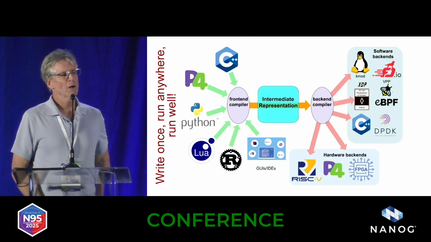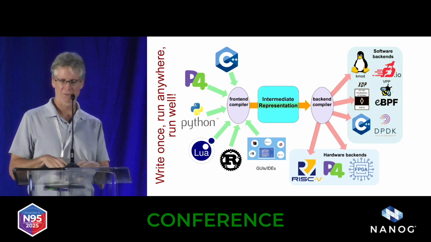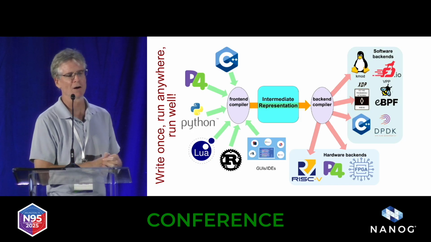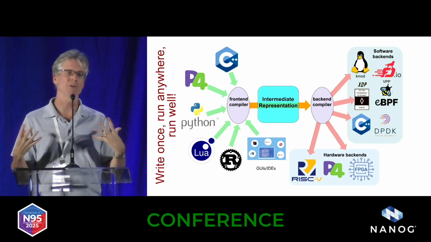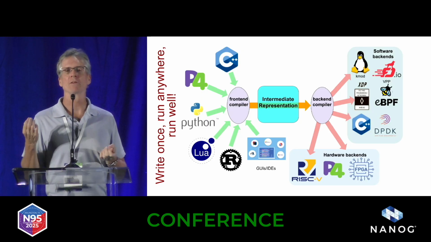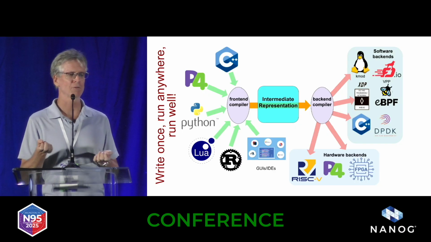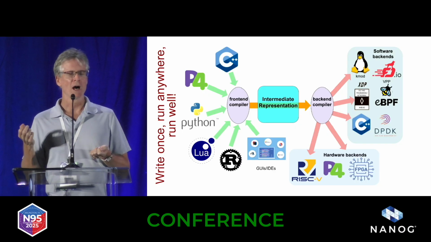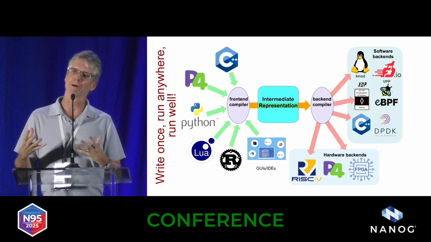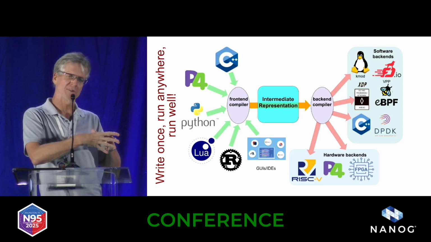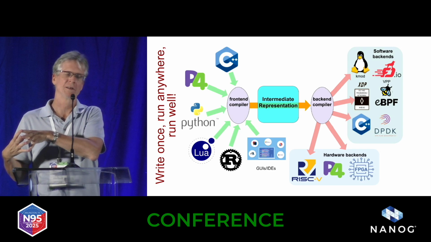So the model of XDP, I call it write once, run anywhere, run well. That's kind of a play on the old Java mantra. On the left side of this picture, we want the user to write their program in whatever language they want. So we're not going to force a programming language. We compile that into an intermediate representation, and then a backend compiler takes that intermediate representation and turns that into optimized bits for the back end.